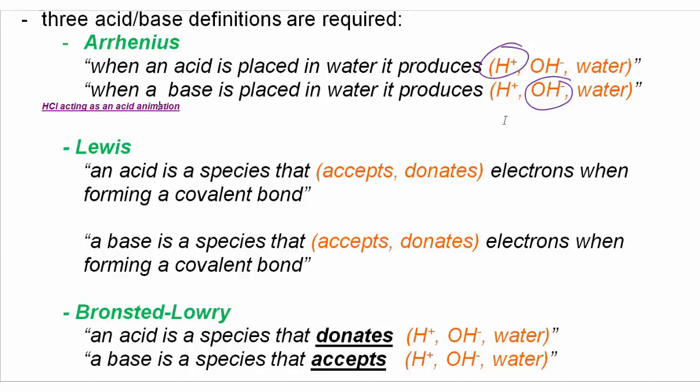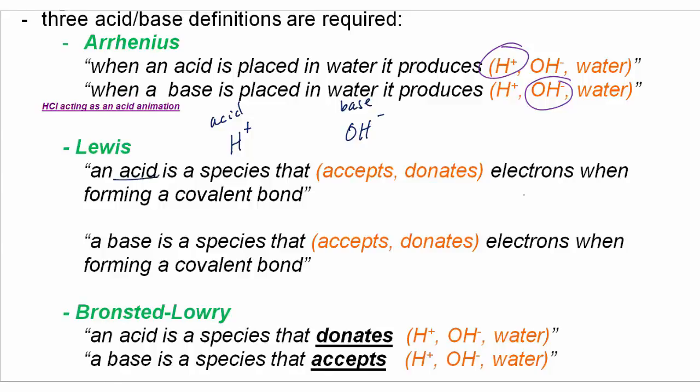Lewis, the second theory. An acid is a species that accepts or donates electrons when forming a covalent bond. Okay, how I keep these things straight is I know all these theories really have to agree with one another. So I always think of that Arrhenius idea, right? H+ I think of as my acid. I think of hydroxide as my base. Okay, that's what Arrhenius was talking about.